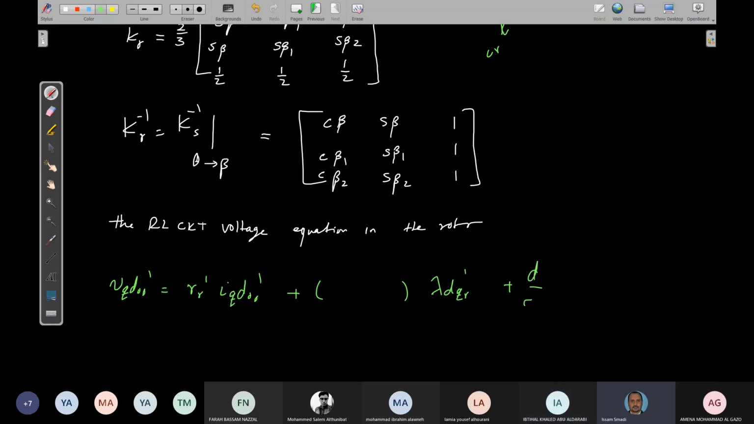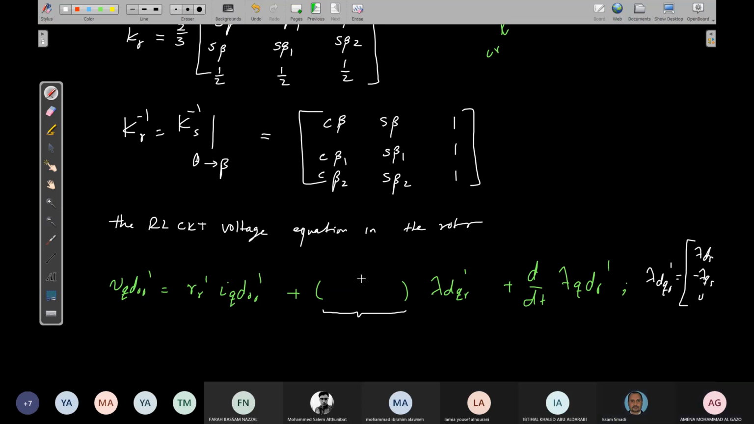Plus d by dt of lambda QDR dash, and the same thing, I will define this lambda QD0R dash to be equal to lambda DS, minus lambda QS, and 0. Now here, what should I put? Beta. Now in the stationary RL circuit, what did I put here?